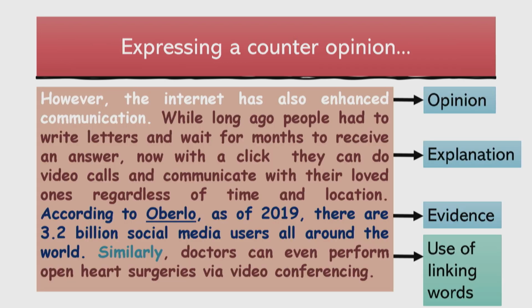For example, however, the internet has also enhanced communication. This is the opinion. While long ago, people had to write letters and wait for months to receive an answer, now with a click, they can do video calls and communicate with their loved ones regardless of time and location. This is the explanation. And the evidence is, according to Oberlo, as of 2019, there are 3.2 billion social media users all around the world.